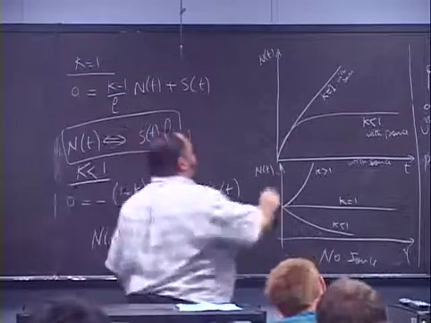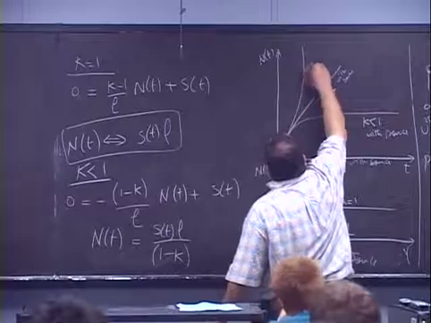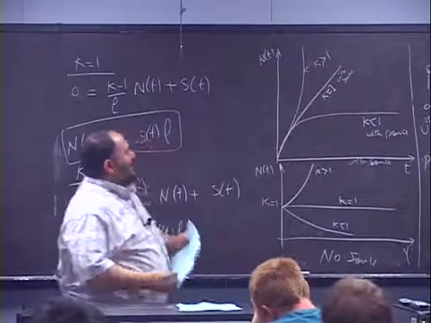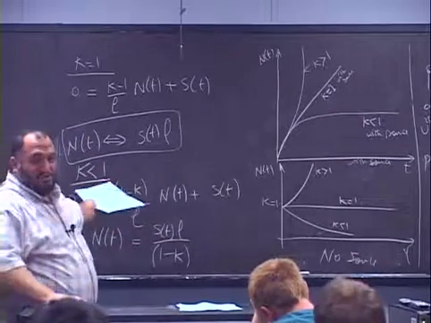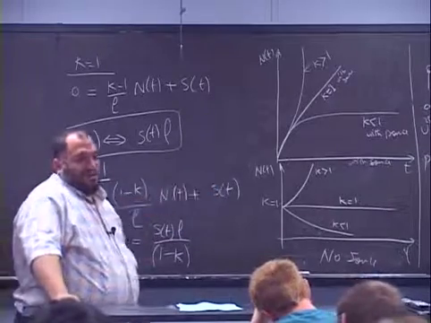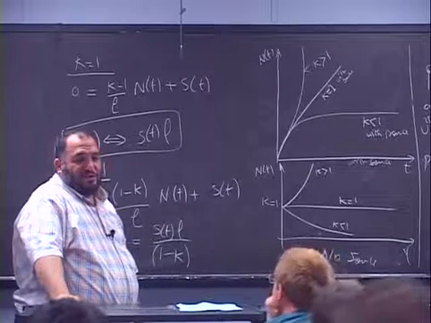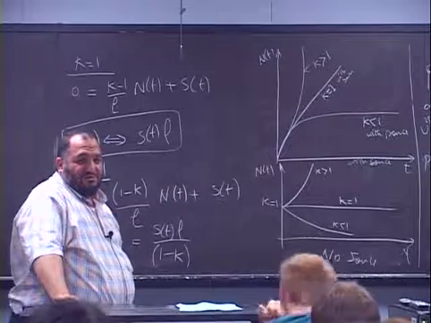If K is greater than 1, you will have something like this. K is greater than 1. So if in the exam I asked you to plot the two situations, maybe it's one of the questions in the exam, and I ask you what's the difference between a reactor with a source and a reactor without a source, just show me what's the difference.